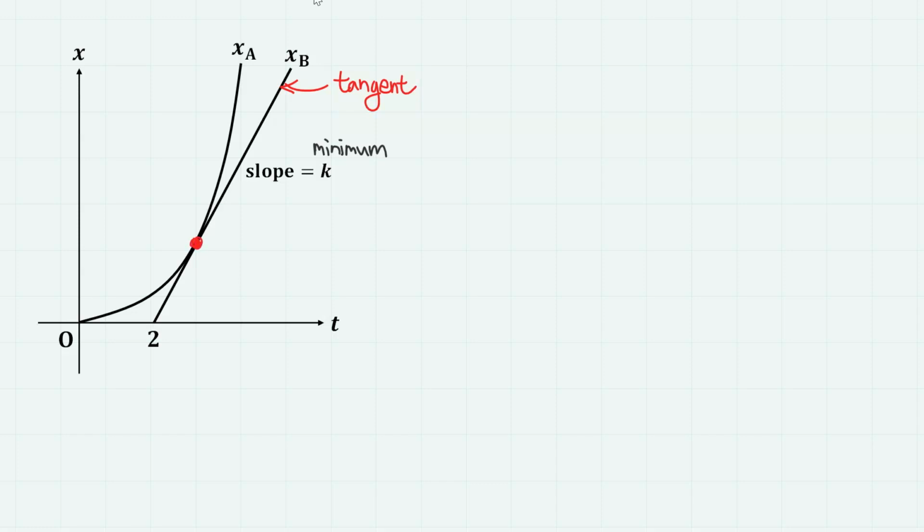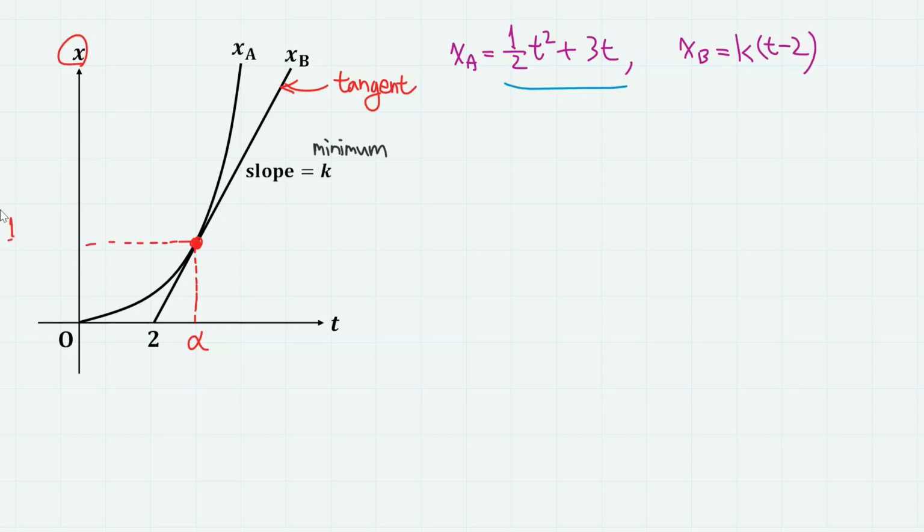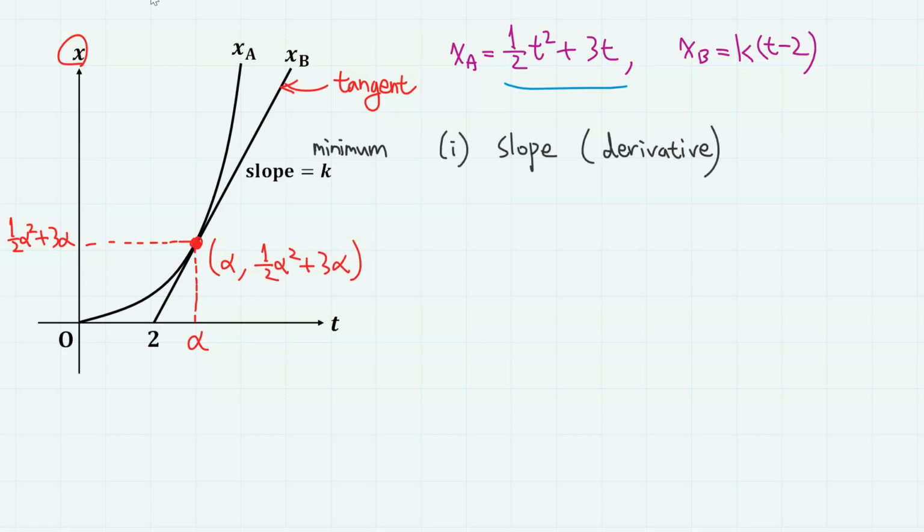Let the point of tangency have t-coordinate of alpha. Then, using the obtained position xA, the x-coordinate must be 1/2 alpha squared plus 3 alpha. So this point is (alpha, 1/2 alpha squared plus 3 alpha). First, the slope condition, aka derivative condition. At t equals alpha, the derivative of xA with respect to time, which is actually the velocity vA, and also the slope of the parabola, must have the value of k, the slope of the line. So the derivative is given like this. So we have alpha plus 3 equals k.